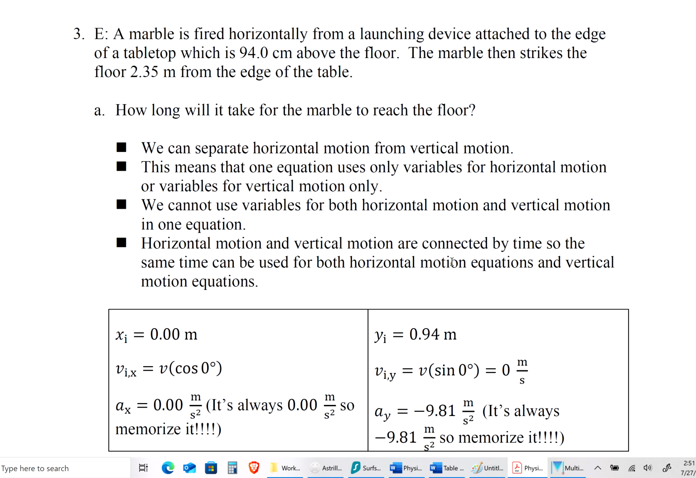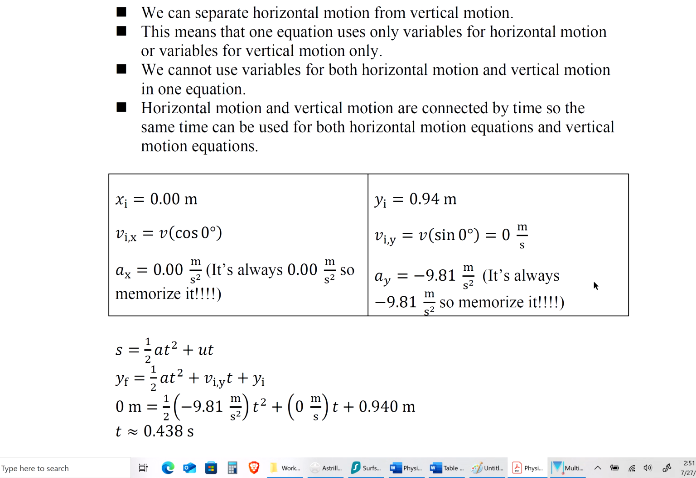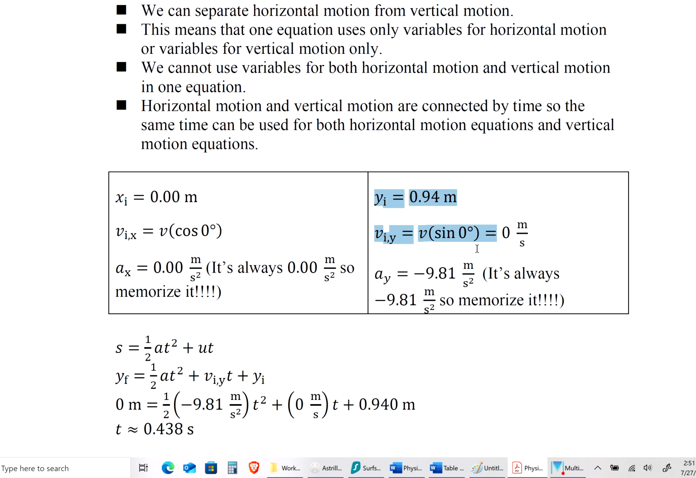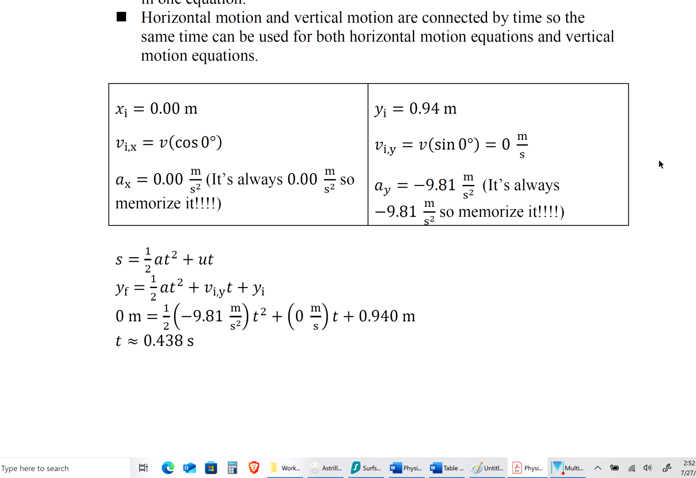Question number 3. A marble is fired horizontally from a launching device attached to the edge of a tabletop, which is 94 centimeters above the floor. The marble then strikes the floor 2.35 meters from the edge of the table. Part A, how long will it take for the marble to reach the floor? So we want to know the time. Once again, problem 3A is like problem 2 and problem 1. We want to solve for time.